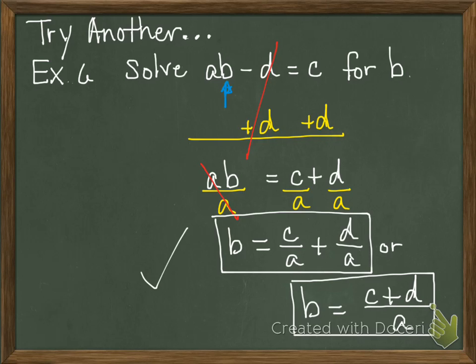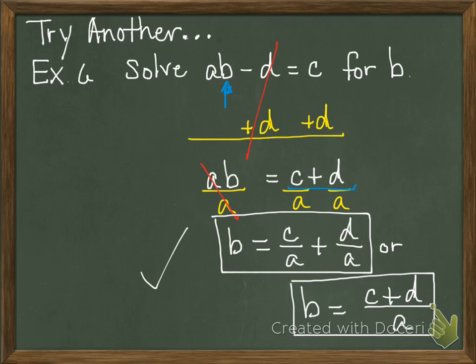Hopefully you paused. I went too fast. Hopefully you paused, worked it out. This is what it should have come out to. When you add D on both sides and then divide by A, you end up with B equals C over A plus D over A. Or you could have divided the whole right-hand side by A and gotten C plus D divided by A.